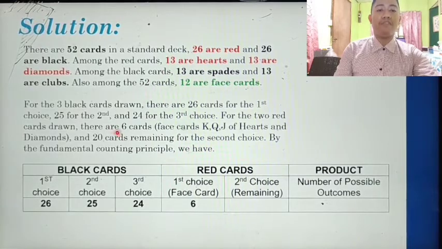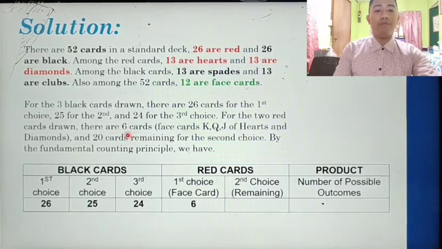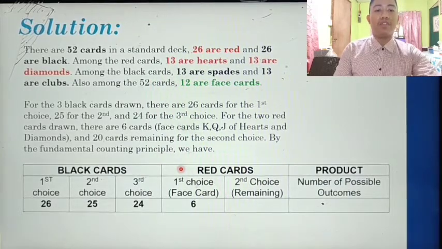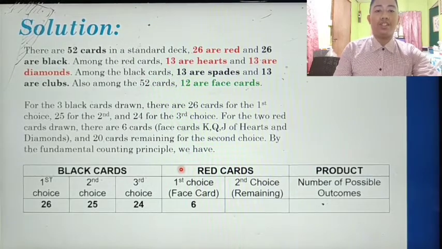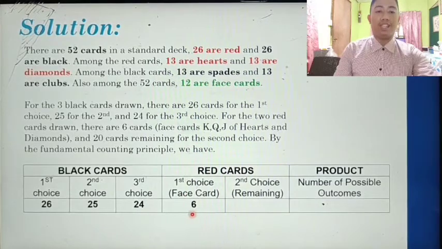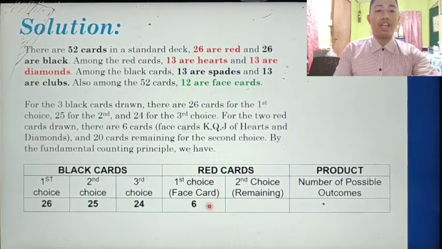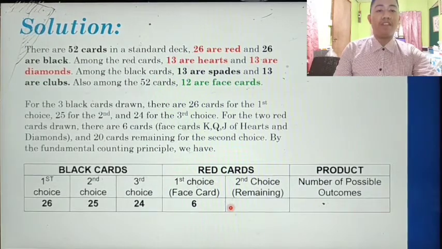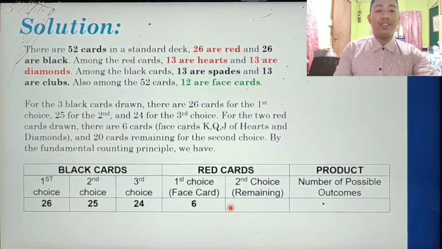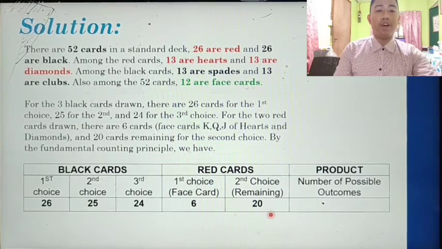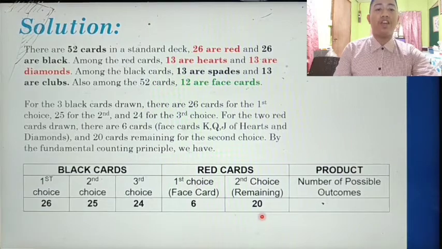Okay, my dear friends and students, why are there only 6 cards on the first choice? Because among these red cards, we are using the hearts and the diamonds. So 3 face cards from hearts and 3 face cards from the diamonds. So we have 3 times 2, so we get 6. Okay, next is the second choice. So except among the choices using the face card, which is exactly 1, the remaining cards start from the ace going to number 10. So there are only 20 because there are 10 numbers from the ace going to 10, times 2.